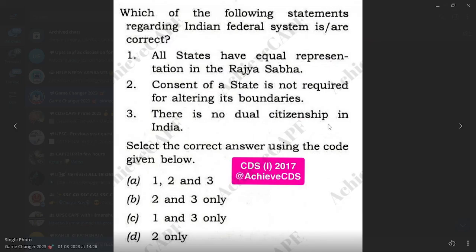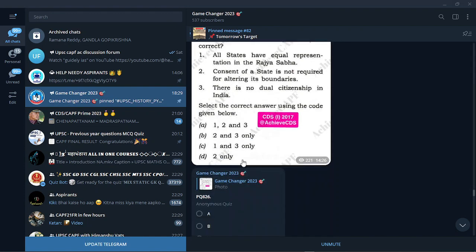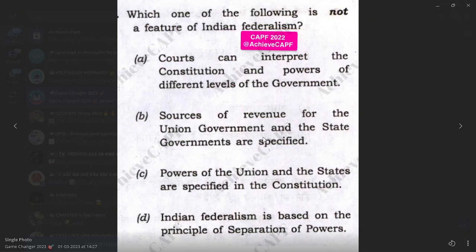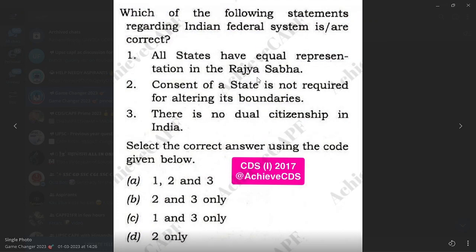Which of the following statements regarding Indian federalism is correct? All states have equal representation in Rajya Sabha. That is wrong. Consent of the states is not required for altering its boundaries. There is no dual citizenship in India. Options 2 and 3, so B is the answer. There is no equal representation; it is based on the population of that particular state.